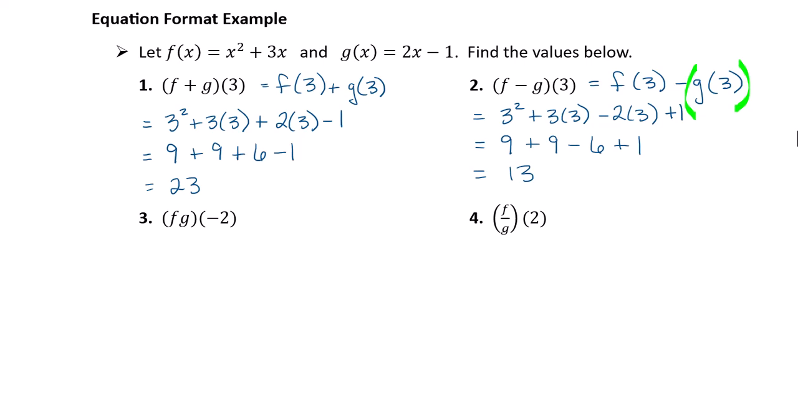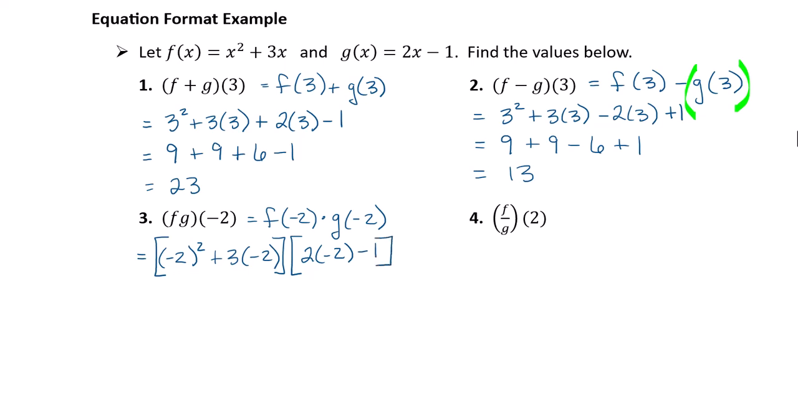Here, f times g of negative 2. Let's first write out the definition. This is f of negative 2 times g of negative 2. f of negative 2 is going to be negative 2 squared, be careful to put parentheses there, plus 3 times negative 2, and we're multiplying that by g of negative 2. g of negative 2 is 2 times negative 2 minus 1.